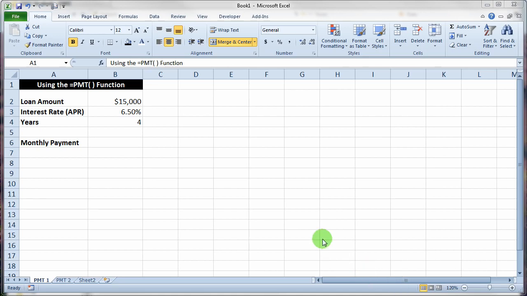This video is going to briefly discuss the use of the payment function, or PMT function, in Microsoft Excel. The PMT function is fairly easy to use, and it'll tell you what regular payments on a loan amount will be, given the number of periods you're going to pay off the loan and the interest rate for that loan.